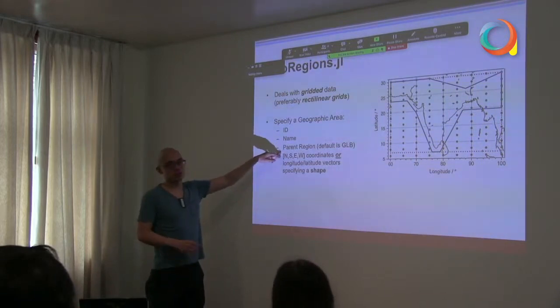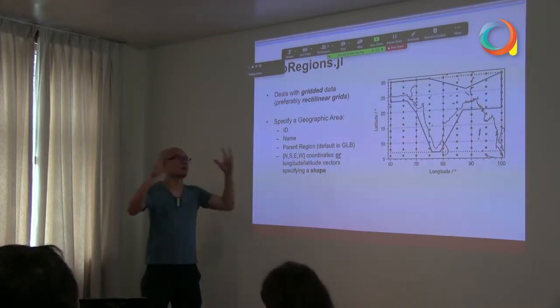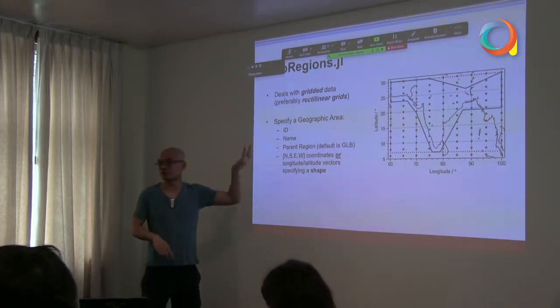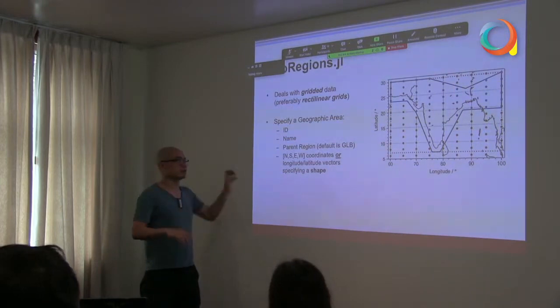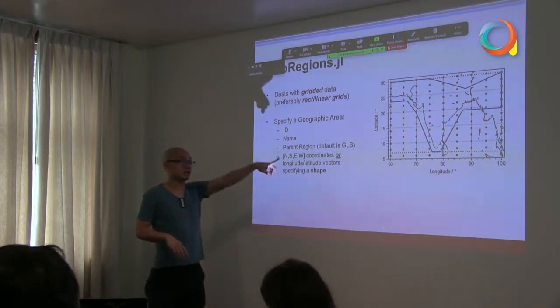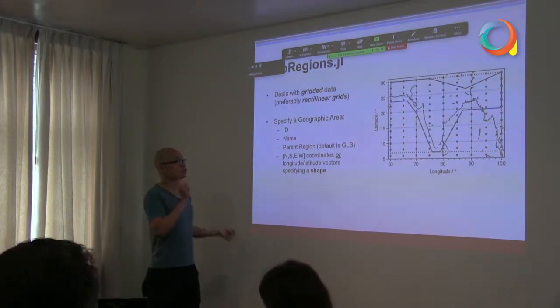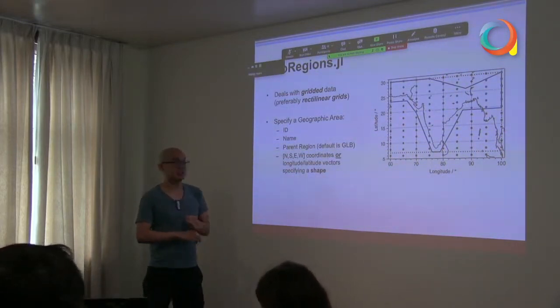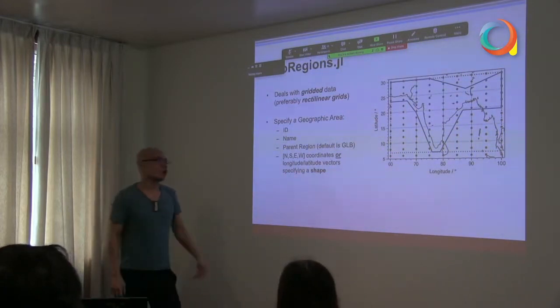ID is like a shorthand, and name is the region, Indian Ocean, subcontinental India, whatever. Then a parent region, where the default is the globe. A parent region is a region that encompasses the region you're specifying. The default is globe. For other reasons, you may choose it to be different, but it has to be bigger than the geographic area you want to analyze.